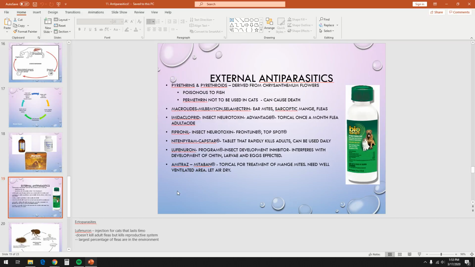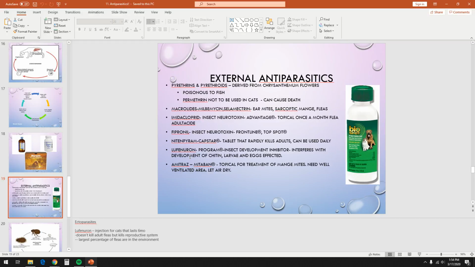Lufenuron, which is Program. This is an insect development inhibitor, so it interferes with the development of chitin, so larvae and eggs are affected. These are like the baby fleas. Lufenuron injection for cats, we like to use this because it lasts 6 months. It doesn't kill the adult fleas, but it affects the reproductive system, so they can't reproduce and make more babies.